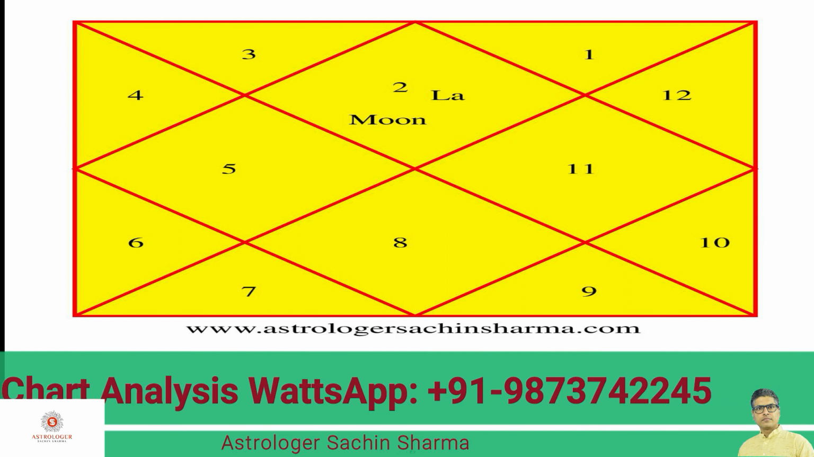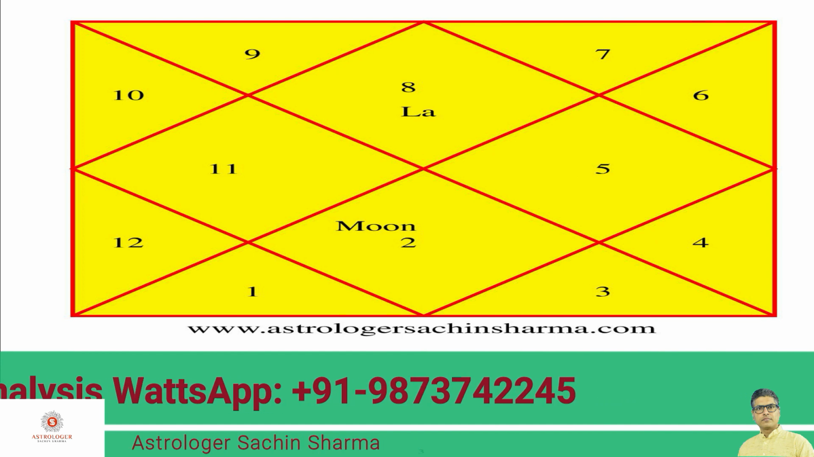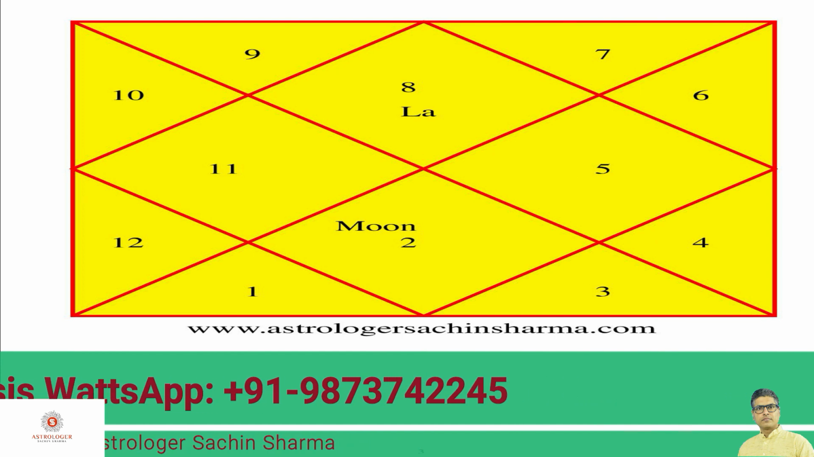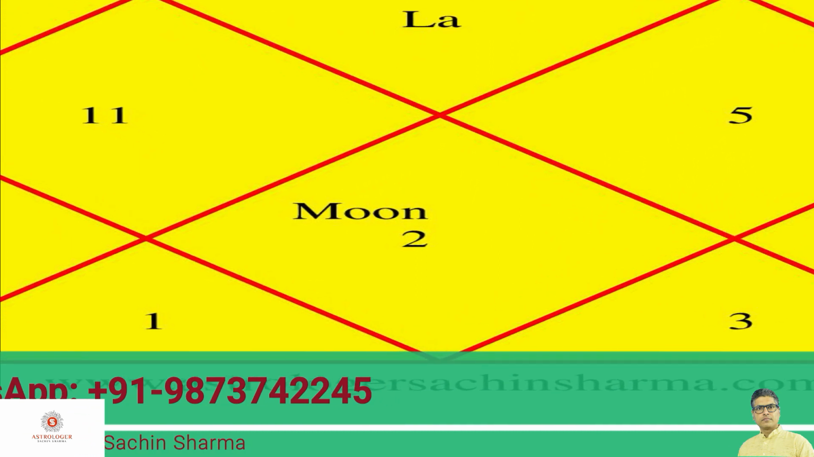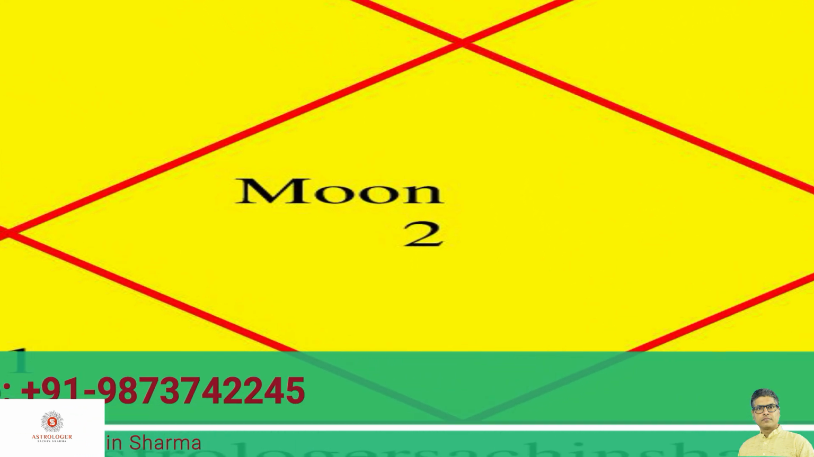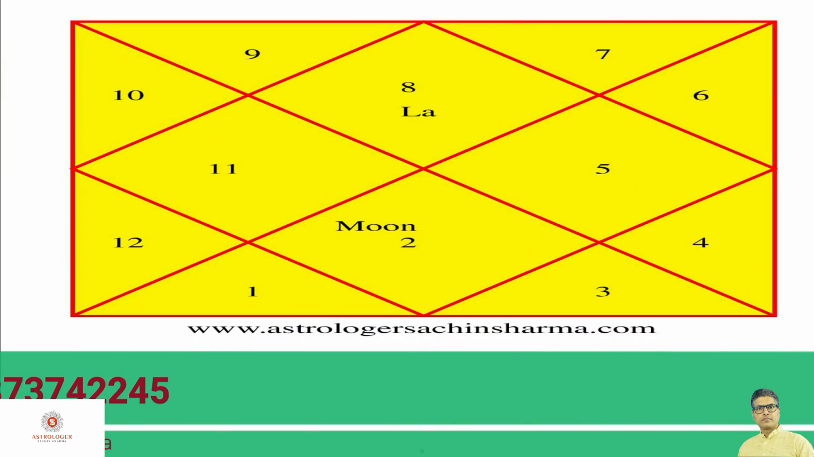Always remember that for Moon also, second house and seventh house is not considered a favorable position of Moon. As you can see in this birth chart, Moon is placed in the second house and seventh house. So always remember that these positions are not favorable for Moon in the birth chart.